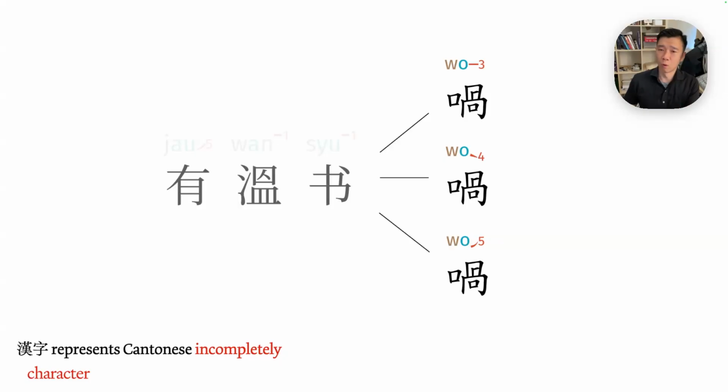有溫書喎 means I'm surprised in a positive way that you did study for something. 有溫書喎 is a bit more skeptical, and 有溫書喎 is you say you have studied, but I do not believe you. They're represented with the same characters, and depending on the reading, in this case depending on the intonation, it means something completely different. Beyond the character level, we see the same thing happening on words.